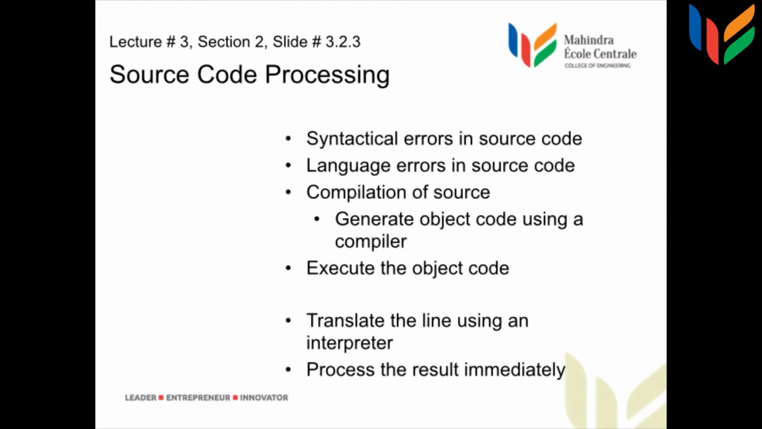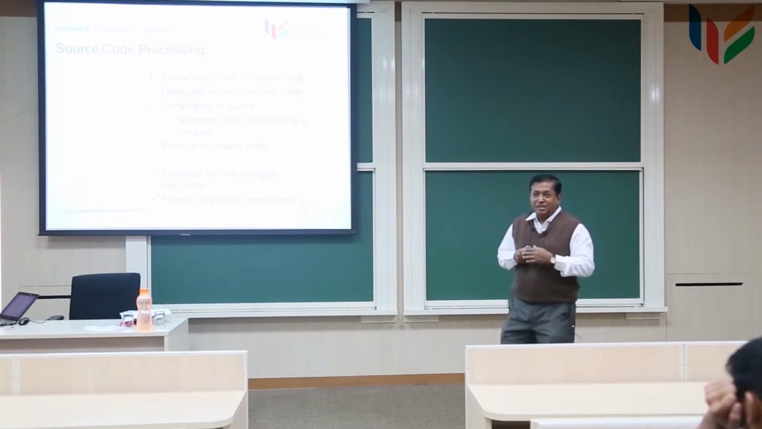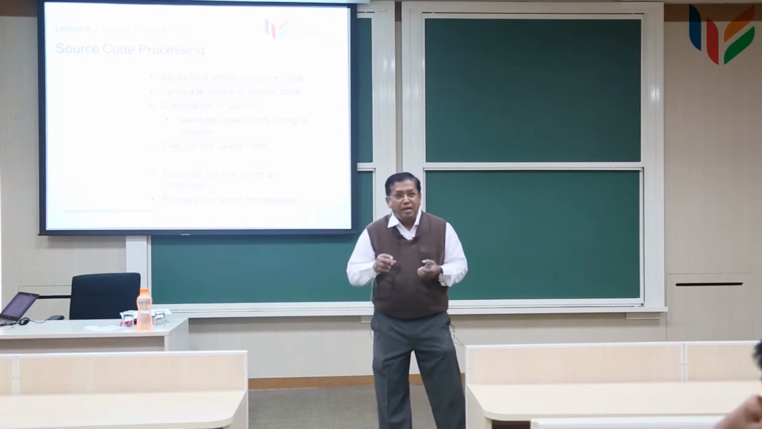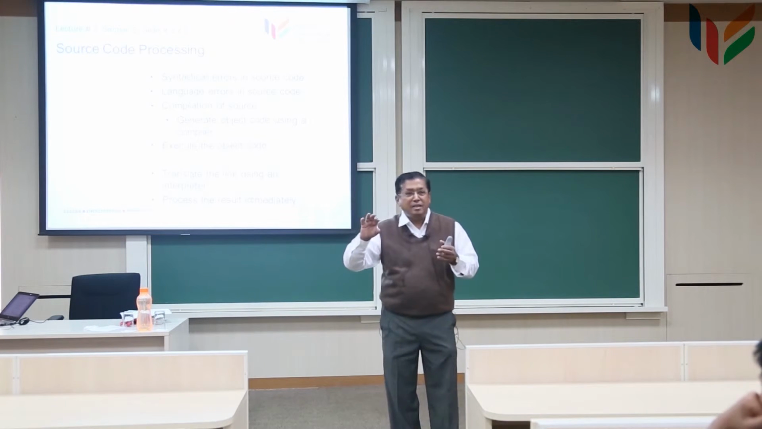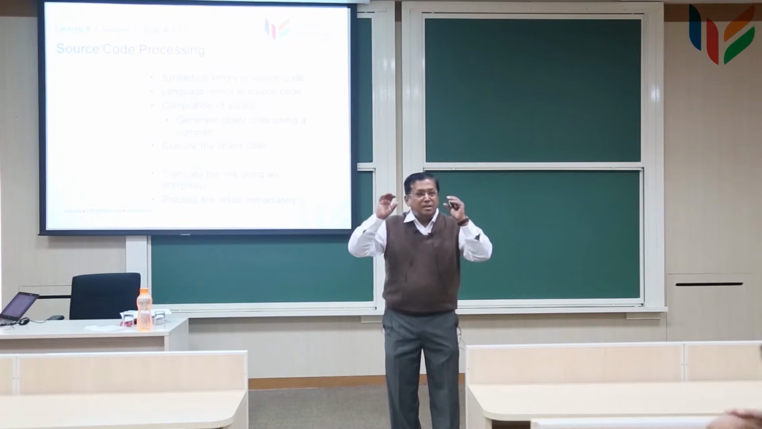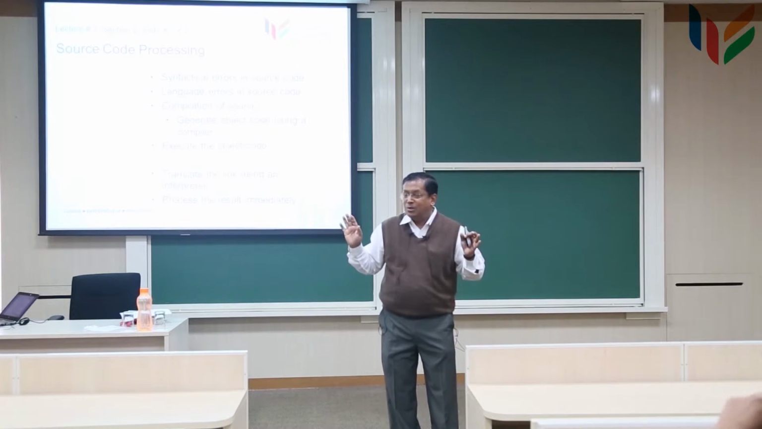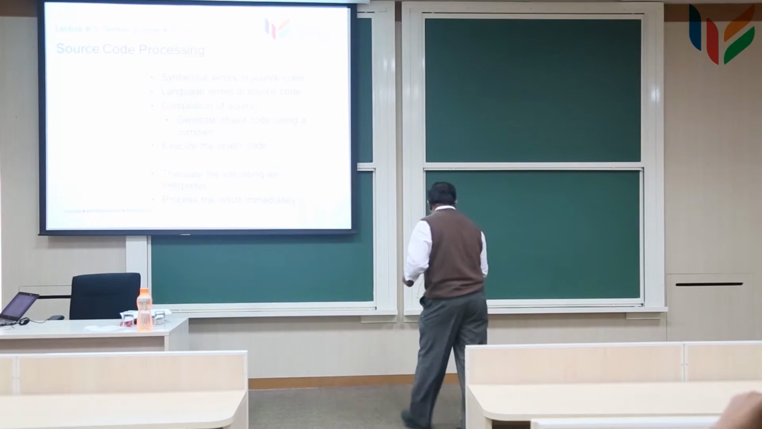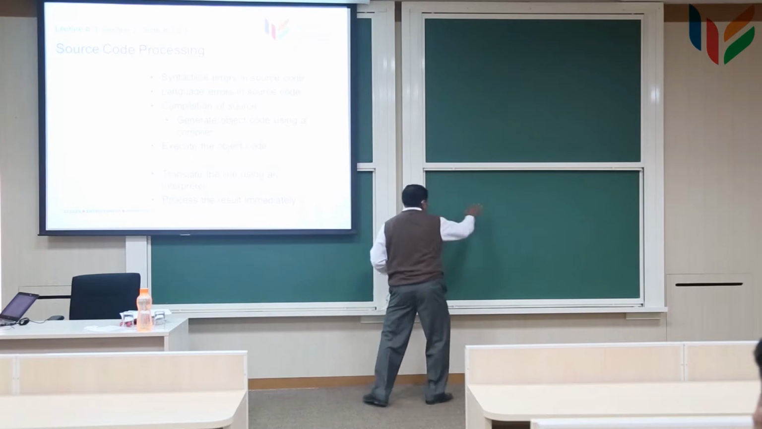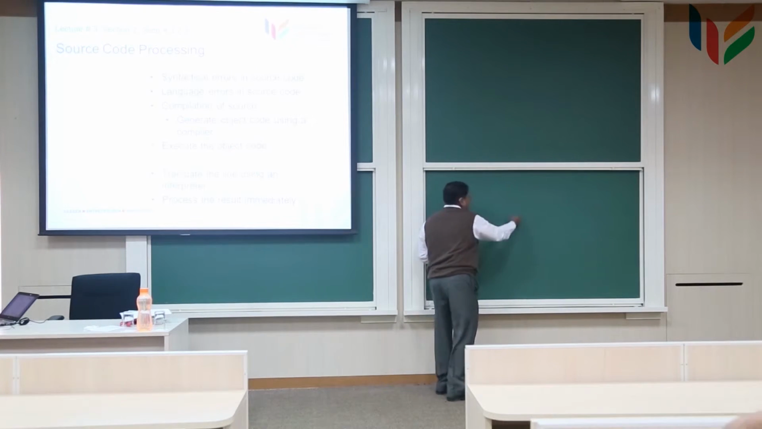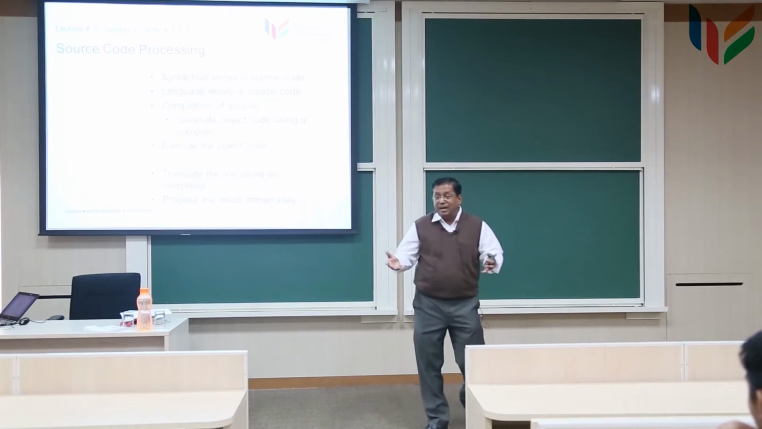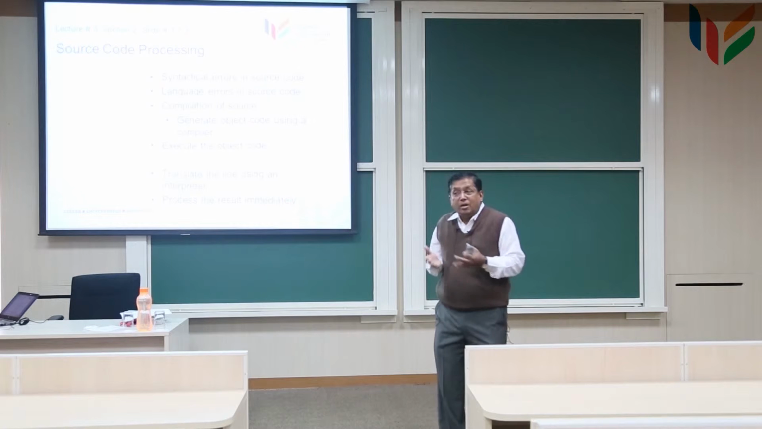So as I just now mentioned, the syntactical errors, then the language errors, then compilation to generate the object code, execute the object code, translate. Now the interpreter is a very different thing. Interpreter is like, I type a line or I feed in a line. The moment I hit return, that means this line which I have typed gets submitted and it gets executed. So this will be like if I put in, say for instance, one line, plus 3, 4 and return.